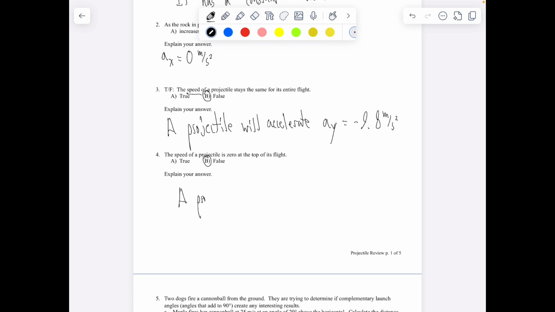A projectile can be moving left or right at the peak.